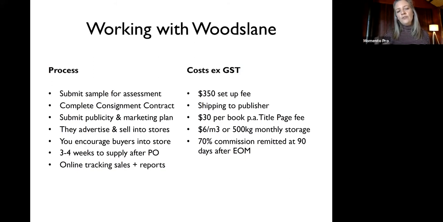And just so you know, once a purchase order comes through, you get 3 to 4 weeks to supply a book. The dollars front: $350 to get you set up. You pay for the shipping to the publisher, and then $30 per book per annum for a Title Page listing. Title Page, apparently, and I've learned this just this week, is a repository that lists all photo books in Australia. So they list your work in there.